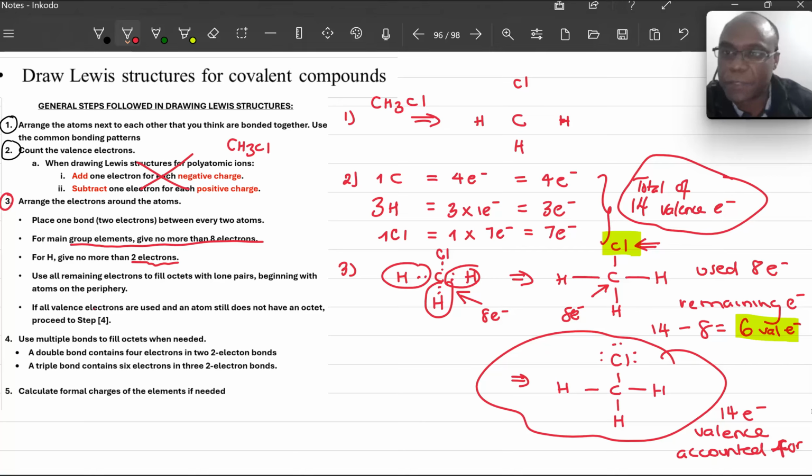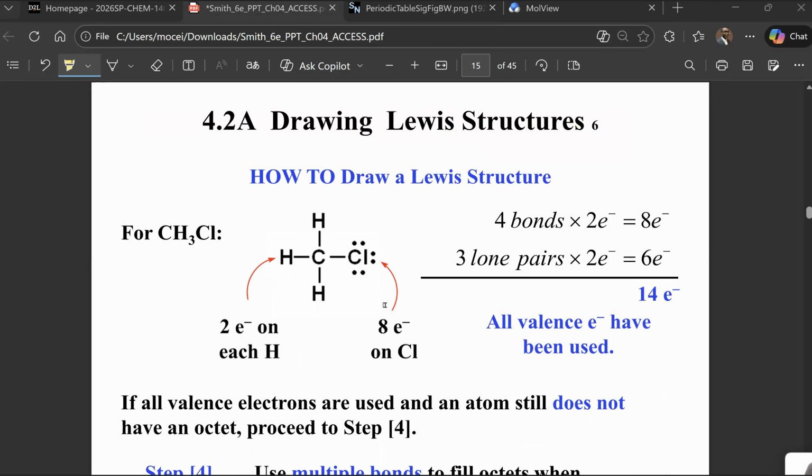That is the end of this. Otherwise, we would have made multiple bonds. We don't need to. The very last step is always to check for formal charges. I don't think we have formal charges in here. We are not even given any formal charge in there. So this is where I would stop for this one. So the steps I've shown you are exactly what's shown here.